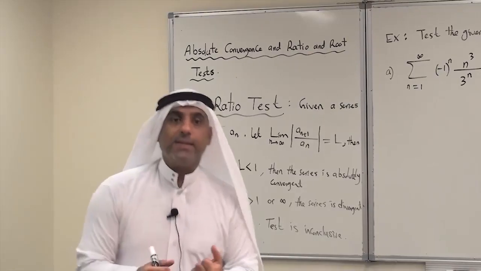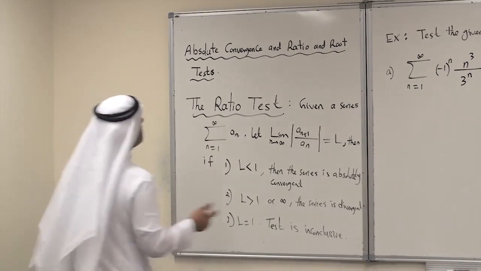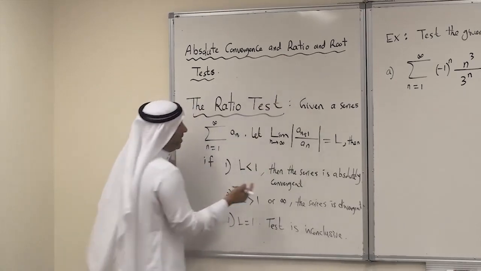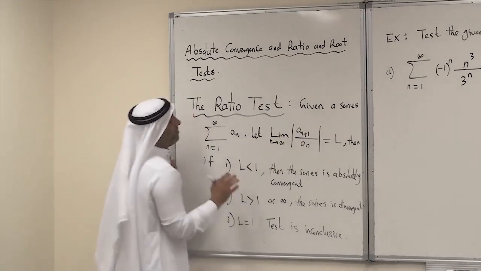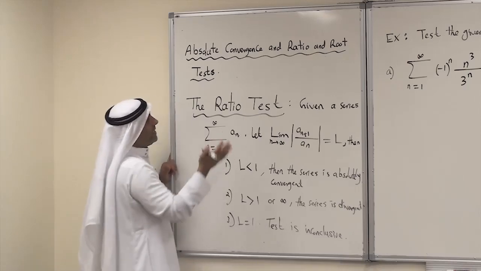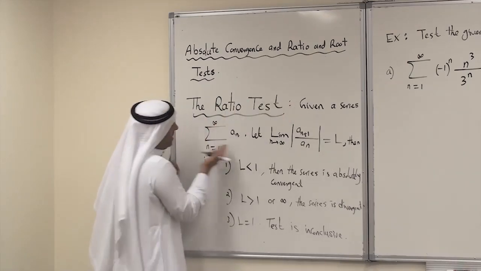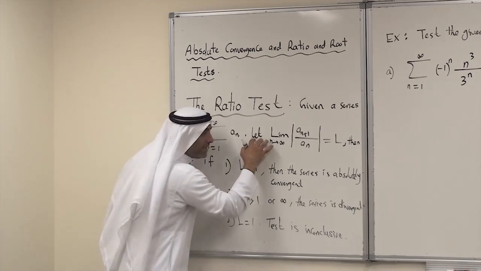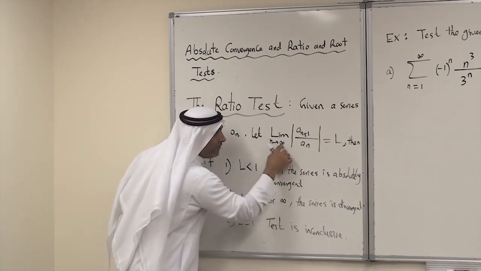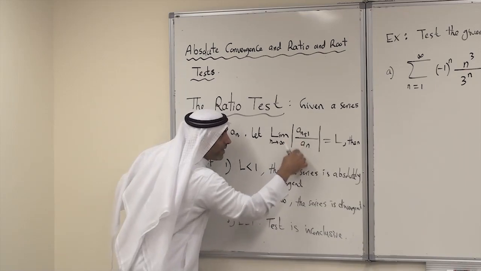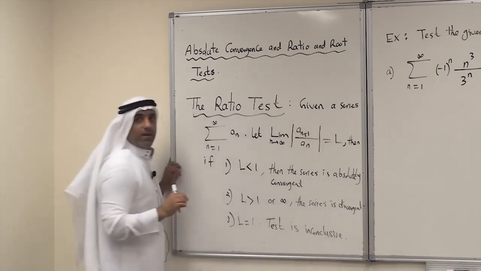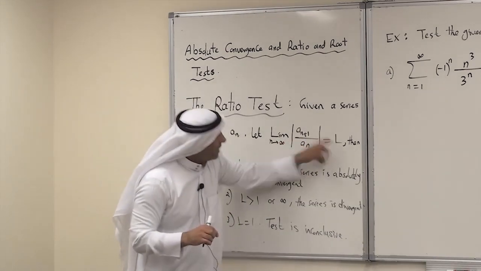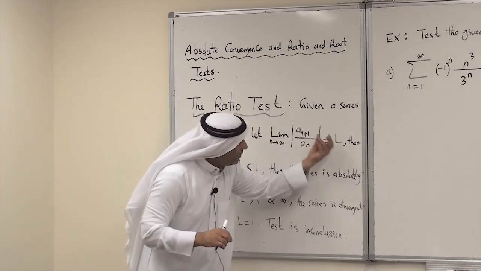Now we have a very interesting test. It's called the ratio test. Of course, it is called the ratio because it involves two things here. Okay, what is the ratio test? It says if you are given a series, any series, the sum from n equal to 1 to infinity of a_n, evaluate the limit as n goes to infinity of the absolute value of a_(n+1) over a_n. Assume this is equal to L. Assume you end up with a number which is equal to L.